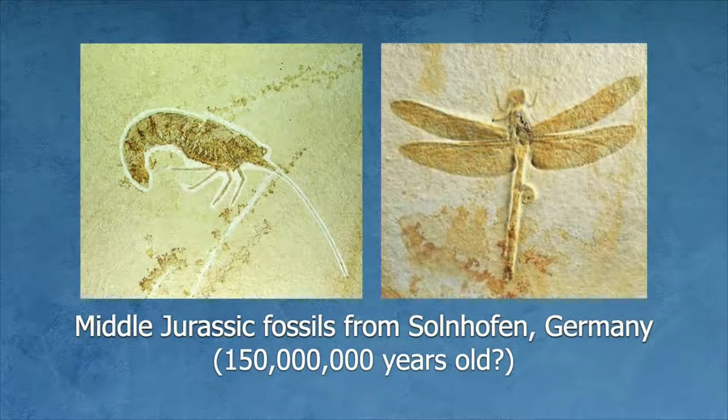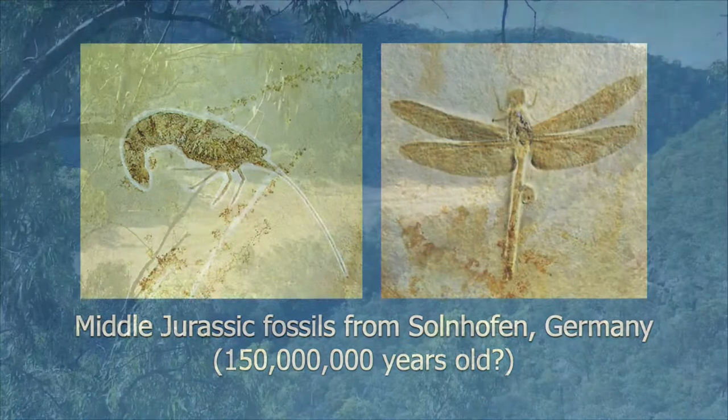We also see examples of fossils that appear today to be modern animals. Here are some Jurassic fossils, some bugs from Germany. And again, these are 150 million years old, but that looks a lot like a shrimp and looks a lot like a dragonfly to me. So maybe they're not that old after all.